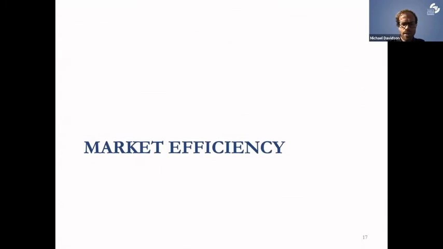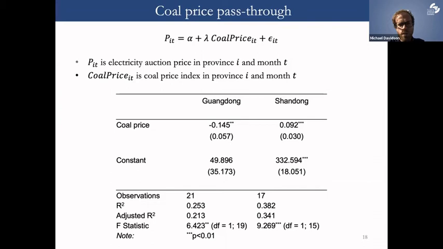And then looking at the market efficiency side of the equation, we're going to first look at coal price pass-through at a provincial level. We're just looking at the provincial cleared auction prices and these coal price benchmarks that vary by month in the province. And we find this interesting relationship where Shandong really behaves as we might expect. That is, as the coal price increases, electricity prices increase, so we see some pass-through. In Guangdong, we see this very curious negative relationship, which could indicate a variety of potential reform market design issues or firm bidding behavior issues that are affecting the efficiency of this market.